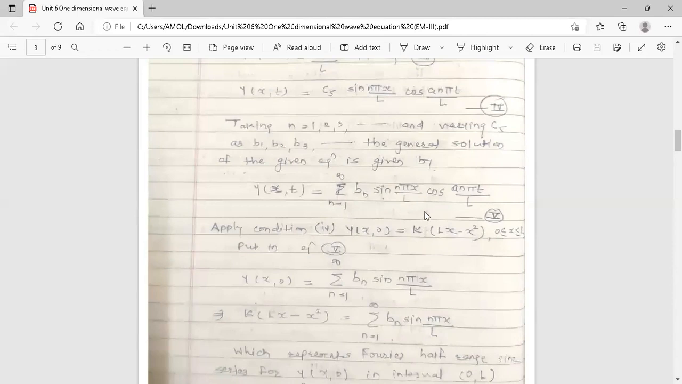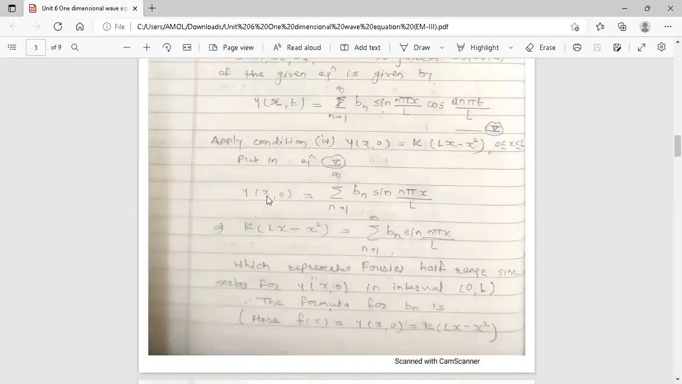Now put in equation number 5 that t is 0. y of x comma 0 is equal to, put t is equal to 0. T is 0, so cos 0 is 1. So the term is summation bn sin n pi x upon l, n varies from 1 to infinity, for y of x comma 0. Okay. Now, what is y of x comma 0? It is k into bracket lx minus x square, bracket complete, is equal to summation bn sin n pi x upon l, n varies from 1 to infinity. Okay.